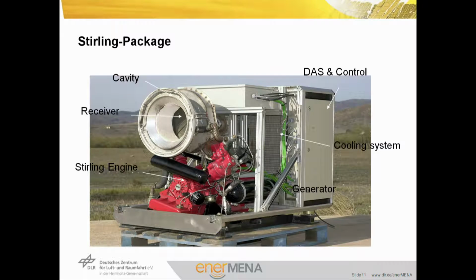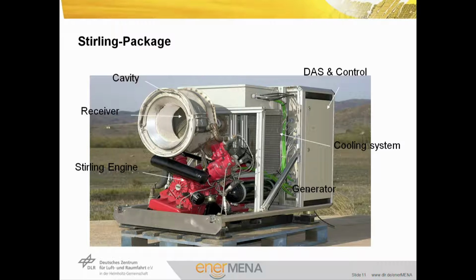Now I want to introduce the main components of the Stirling package. First of all, we need a Stirling engine, the power conversion unit that converts the heat into mechanical power. We need a heat exchanger to introduce the heat into the Stirling process. This component we call receiver, and in most systems it is placed in an isolating housing that we call cavity.